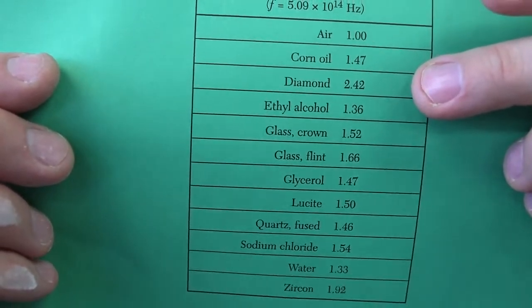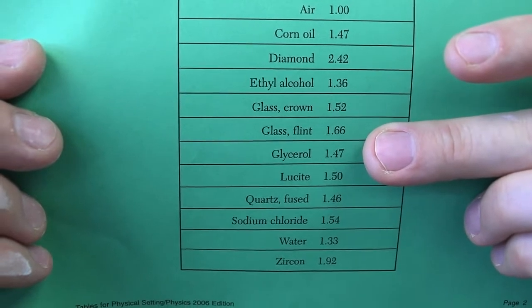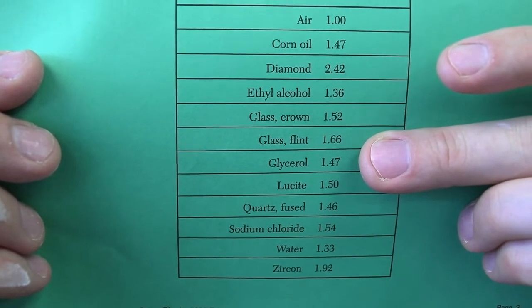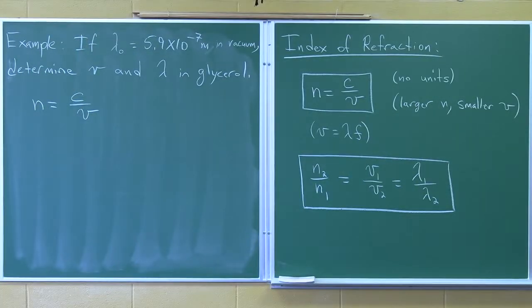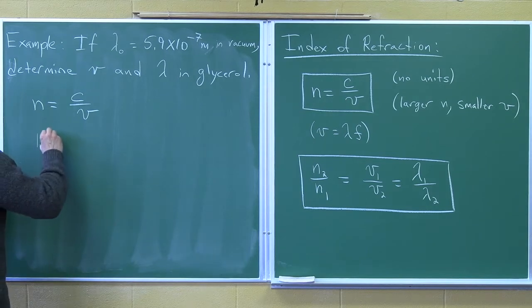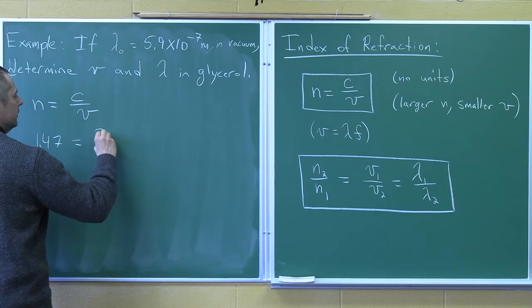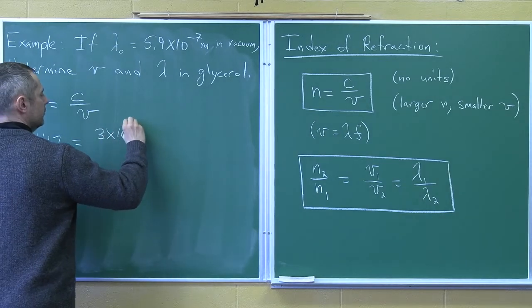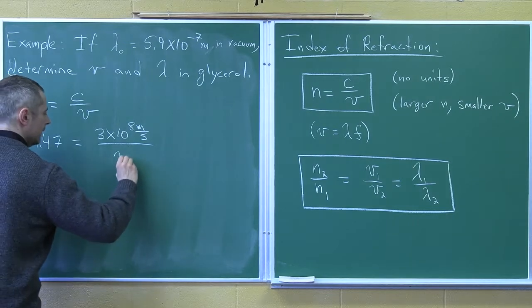But in our case, we're using glycerol here. 1.47 is the index that we have to use in our calculation. So again, page 2, we find our indices. 1.47. C is 3 times 10 to the 8th, the front cover of the reference table. I won't come to the camera again. I don't want to make you too dizzy.